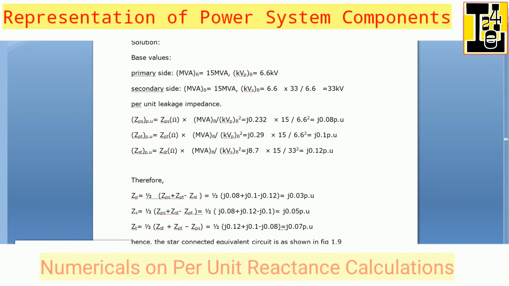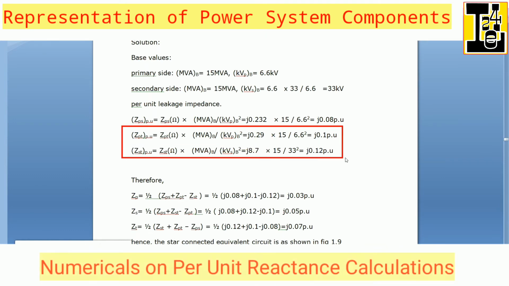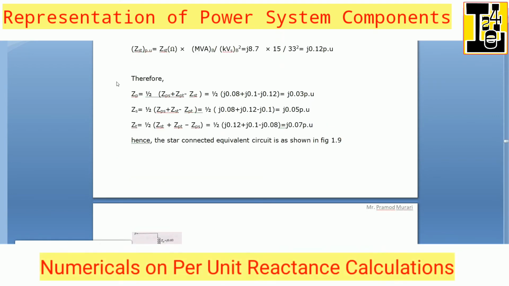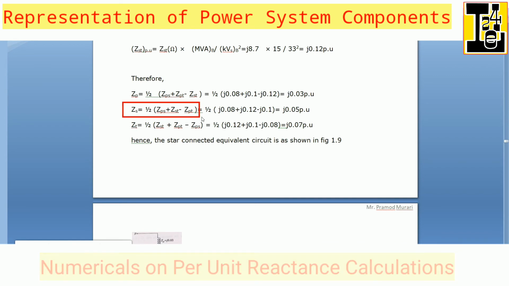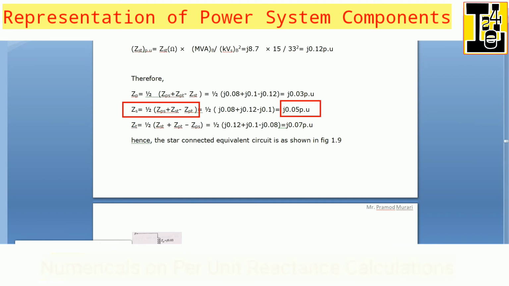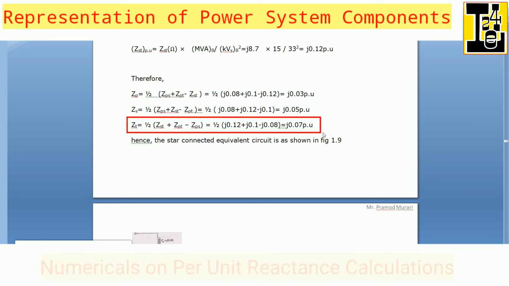In the same way, we can also calculate ZPT per unit as 0.1 per unit and ZST per unit as 0.12 per unit. So we have derived three formulae: ZP as half into bracket ZPS plus ZPT minus ZST. After substituting all the values, we get ZP equal to 0.03 per unit. In the same way, substituting the values in the formula of ZS, we get 0.05 per unit, as well as ZT as 0.07 per unit.